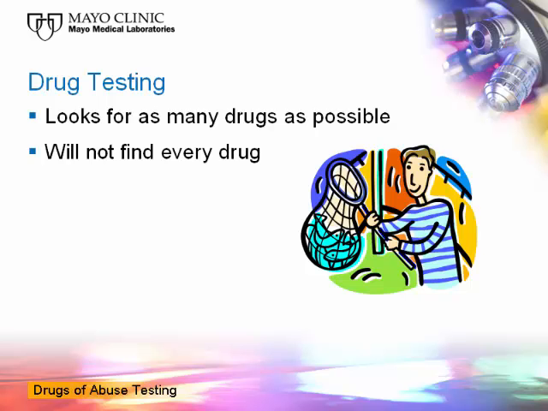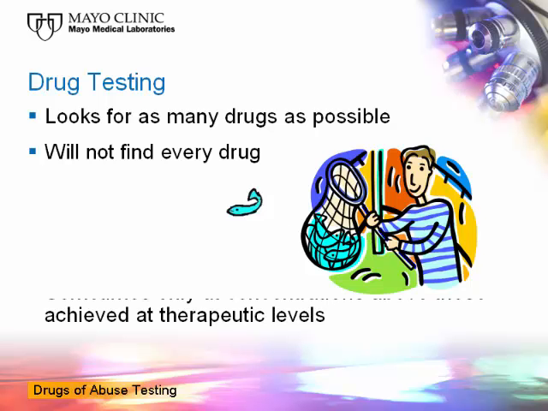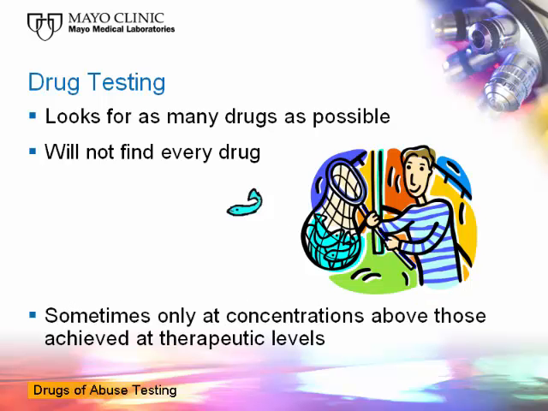Now, the other thing to remember about drug testing is that we try to look for as many drugs as possible, but we're never going to find every drug that's out there. Imagine that we're fishing and casting a net and scooping out all those fish, and those fish are drugs. You know that some of those fish are going to sneak through the holes in the net. Sometimes we can only detect fish when there are lots and lots of them. In other words, we can only detect drugs at concentrations that are probably above what's seen therapeutically. So it's very useful in the evaluation of a patient with an overdose, but not necessarily always useful when you're looking for therapeutic compliance. That's when the request for a specific drug is very important and probably more useful than going for a broad-based drug screening method.